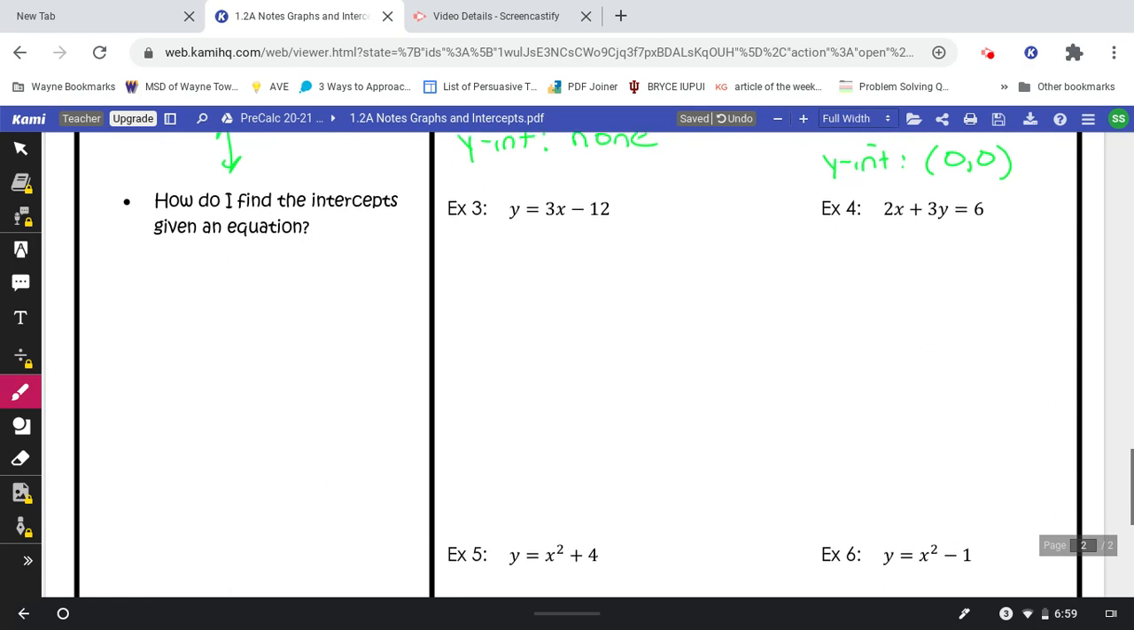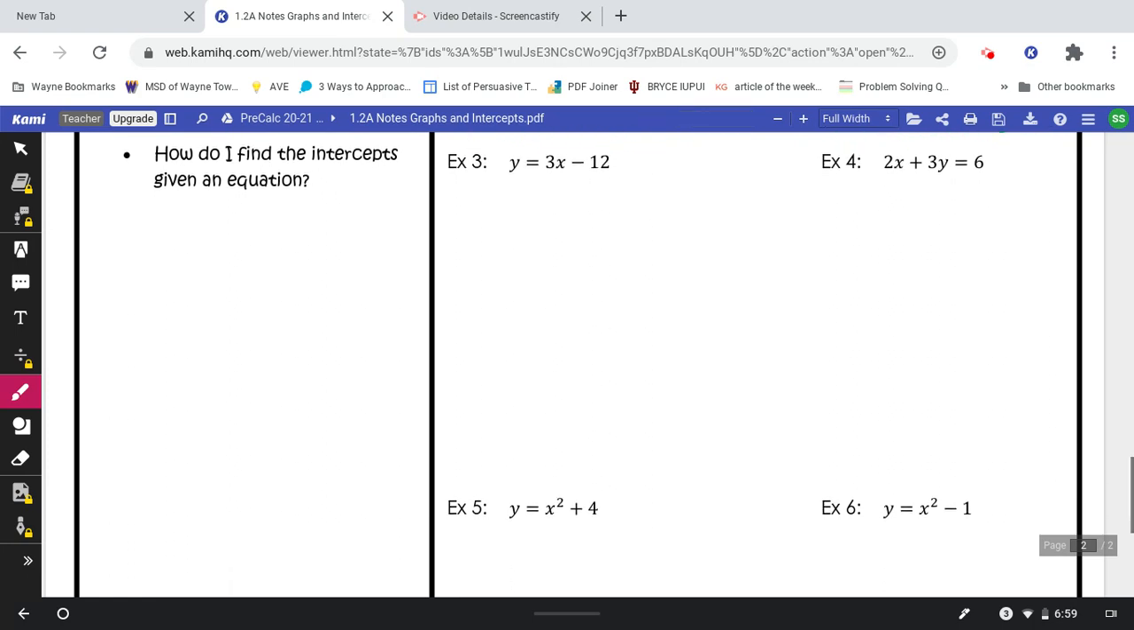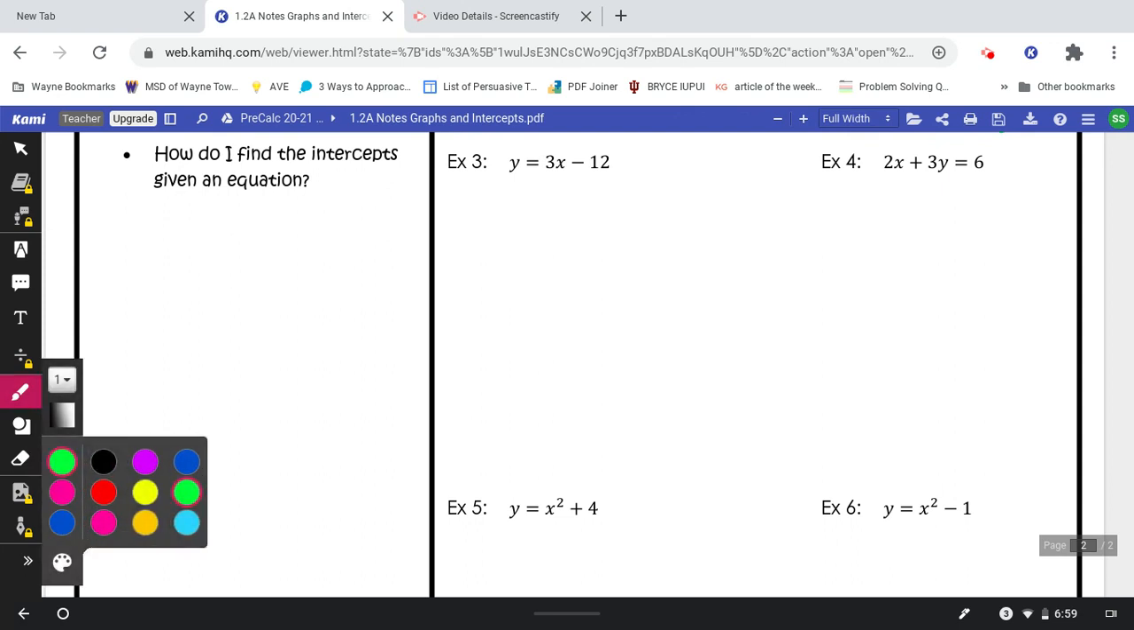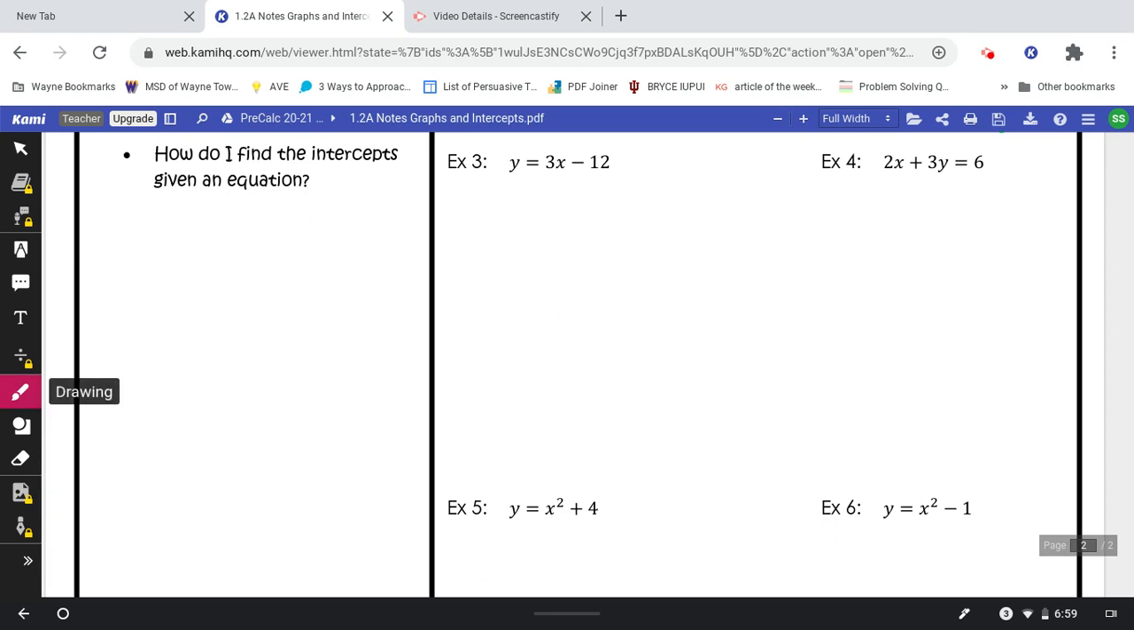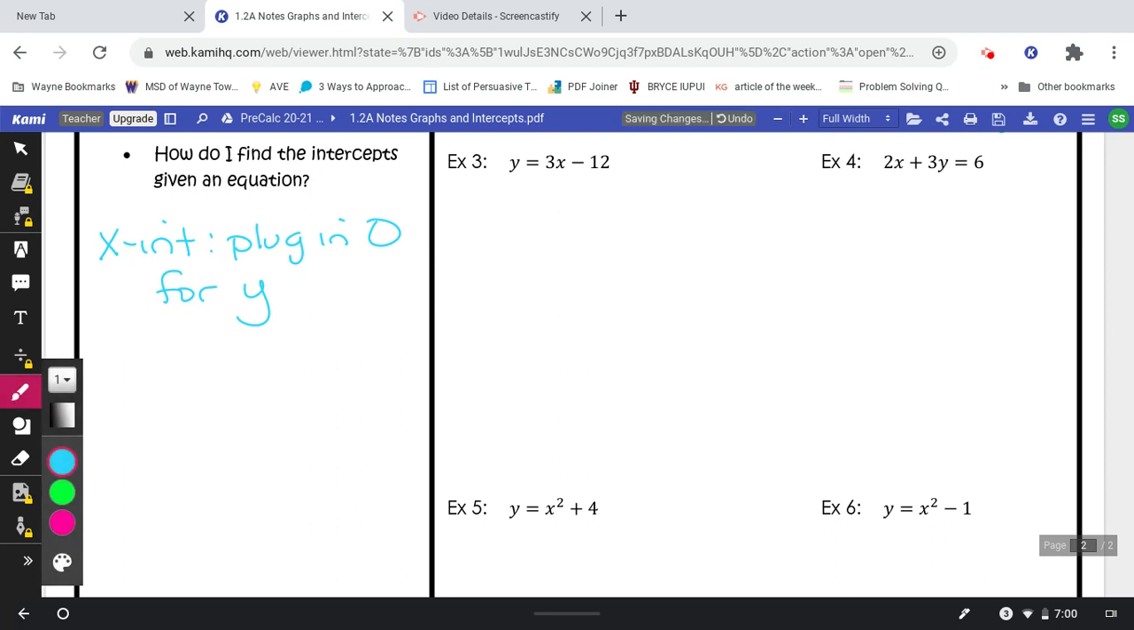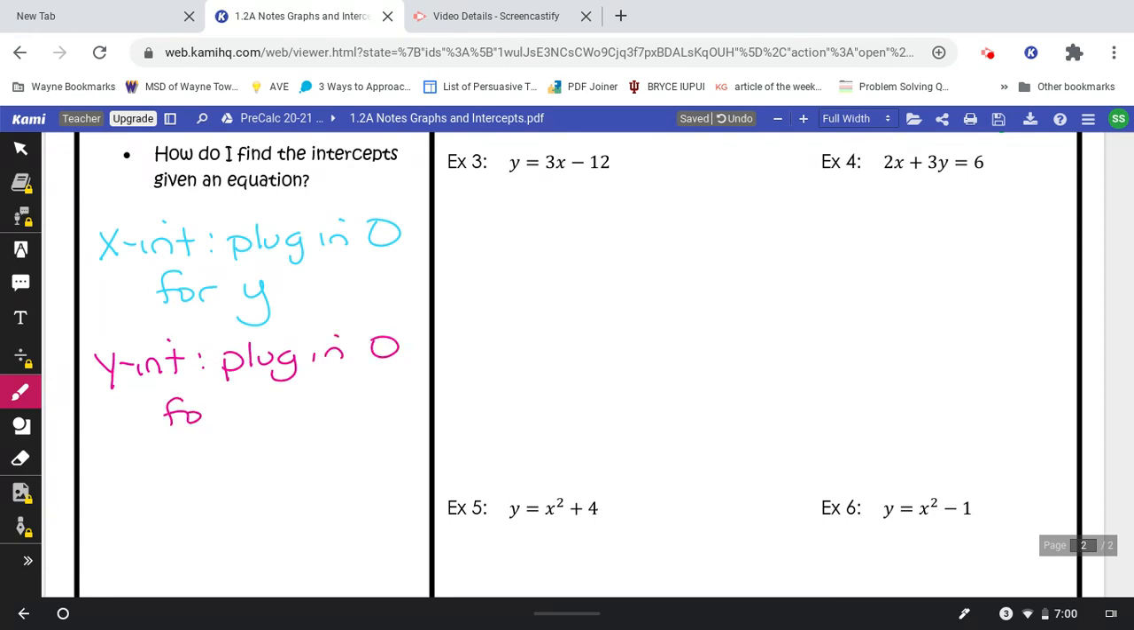For examples 3 through 6, we now have equations instead of graphs. The good news is we don't have to graph these. Instead, in order to find the x-intercept, you are going to plug in 0 for the y. And in order to find the y-intercept, we're going to plug in 0 for the x. So notice you're plugging it in for the opposite letter that you are trying to find.